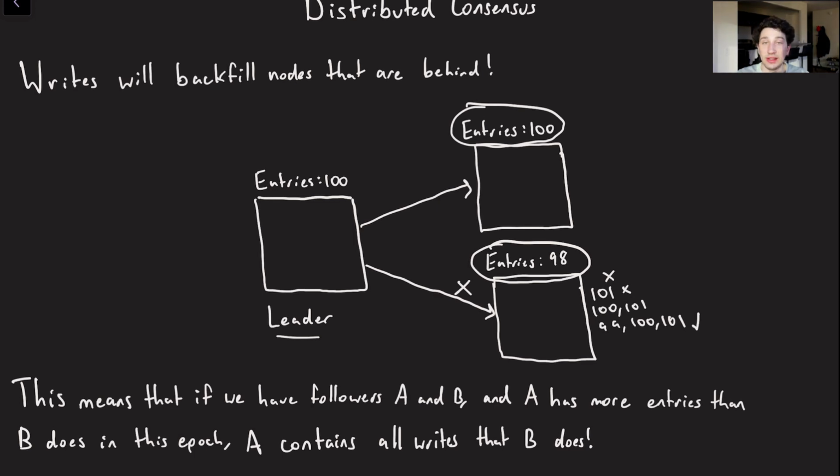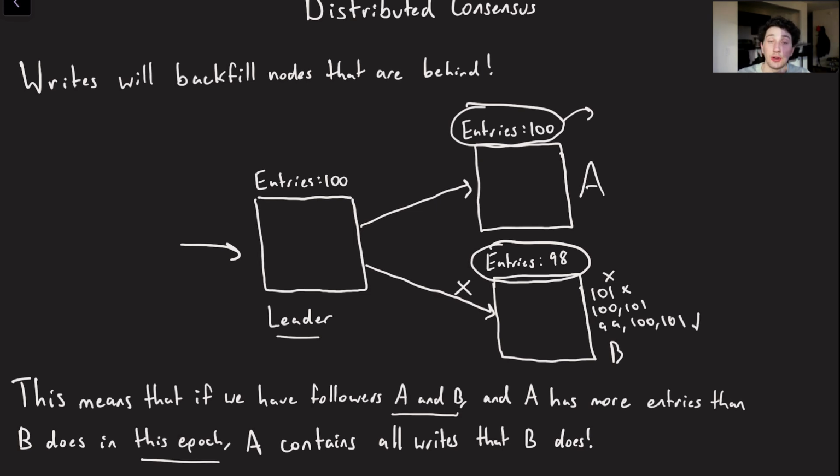So what does that actually mean? This gives us a pretty nice property. If we have a couple of followers, A and B, and A has more entries than B does in this particular epoch, where an epoch would basically be for this leader while this leader was the leader, then A contains all of the writes that B does. Because if A has any additional entries, the only way it could have gotten those additional entries was if it also backfilled all of the previous entries.